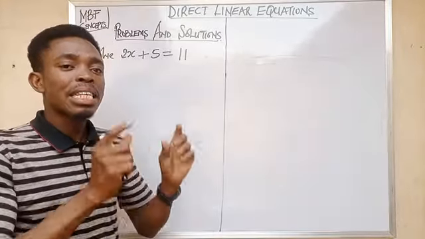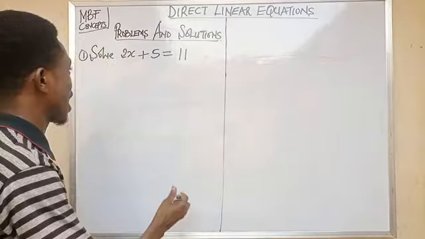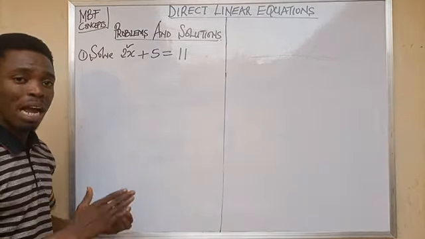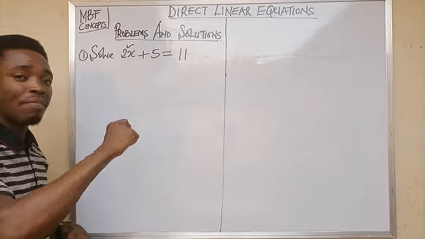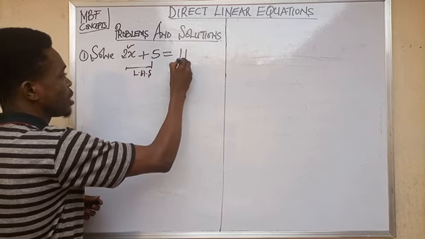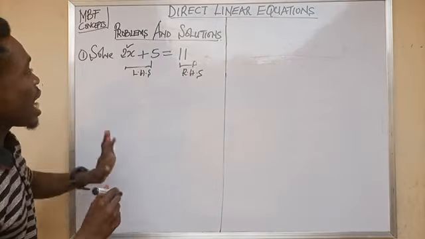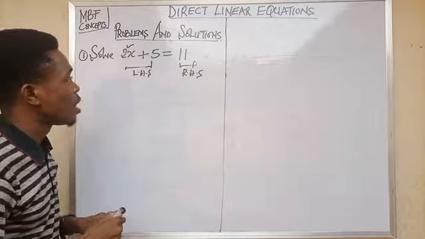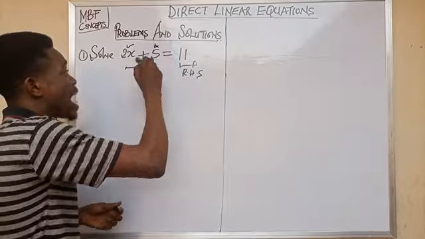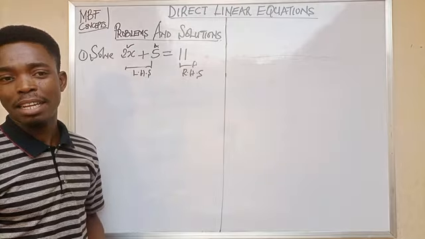So now, guys, let's identify the terms here that are rightly positioned and the ones that are wrongly positioned. Now, 2x is rightly positioned because 2x is a variable, and variables are meant to occupy the left hand side, because this is the left hand side and this is our right hand side. So 2x is rightly positioned, there is no need to move it, but this plus 5 is wrongly positioned, guys. Why? Because 5 is a constant, and constants are meant to occupy the right hand side. So this is wrongly positioned.